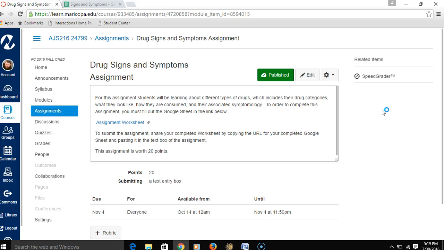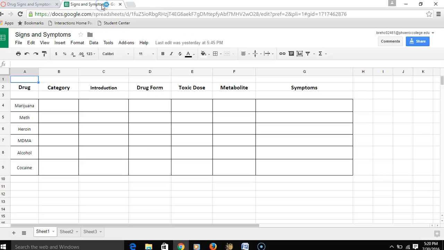To complete the assignment, you're going to click on a link within the instructions that says Assignment Worksheet. When you click on that, I've already clicked on it and opened up the assignment worksheet, you're going to see that a Google Sheets document opens up titled Signs and Symptoms. If you remember, you're going to have to copy this sheet, because when you open it for the first time, it's going to be a view-only document, meaning you can't make edits. So what you're going to have to do is make a copy of this sheet and then make edits and then send that to me.